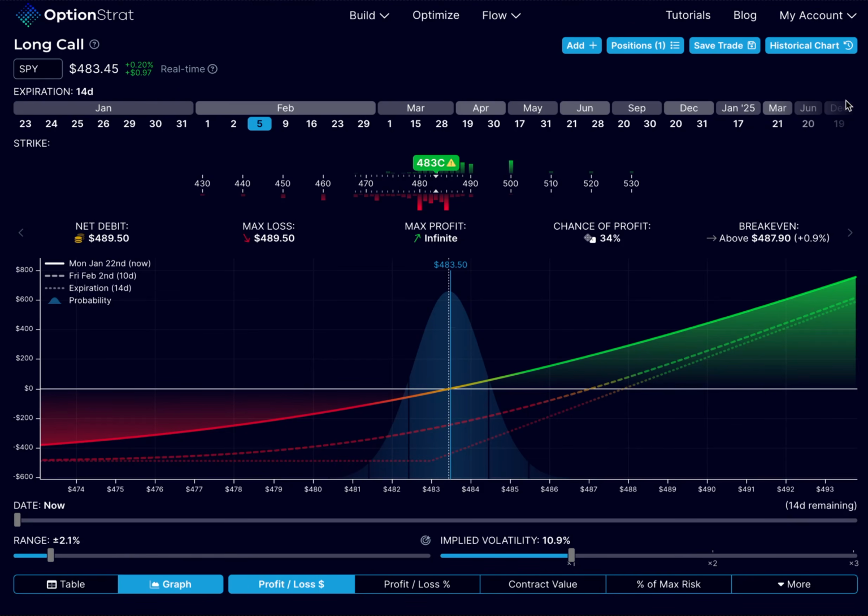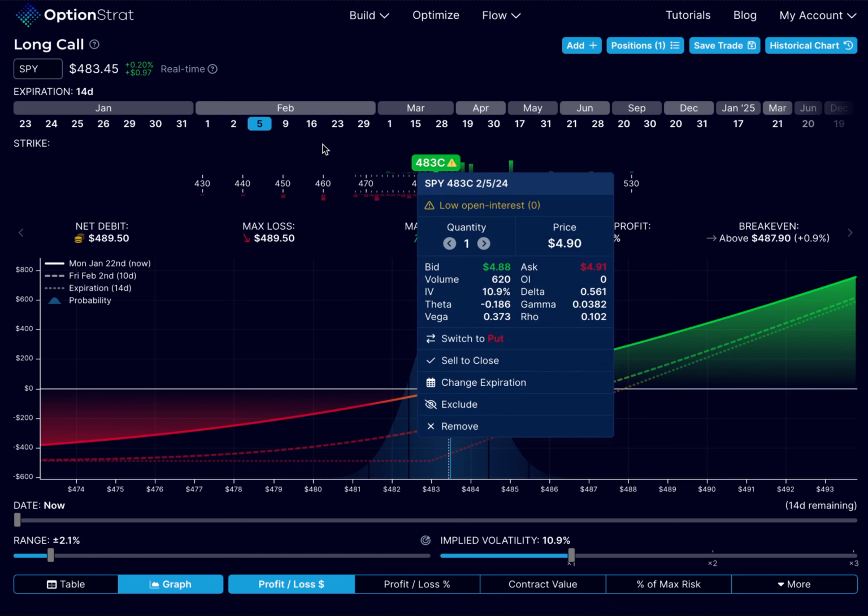So again, I'm looking at a very simple trade here of a long call. At present, SPY is trading at 483. This shows me that I'm looking at a long call in SPY, and right now it's modeling a 14-day expiration for me. So that expiration is the February 5th expiration, and it's selected for our purposes here today, and at the money, a long call of $483.